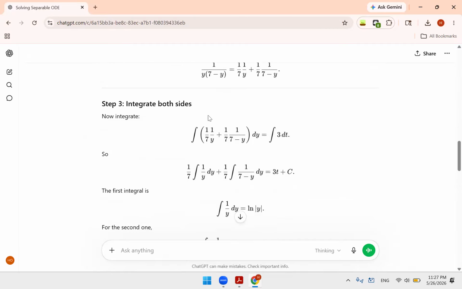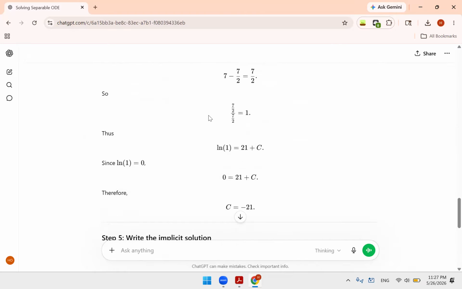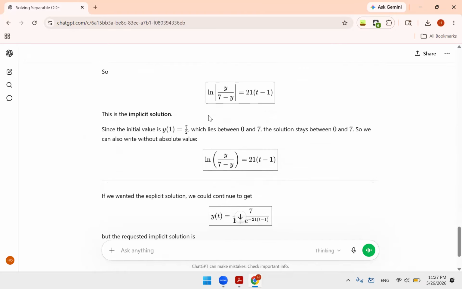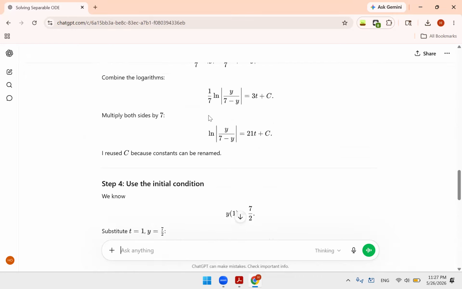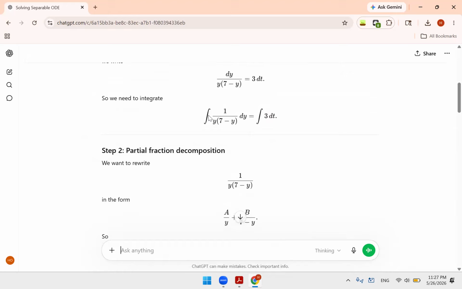Then step three, which people usually can do. Step four is usually easy for people also. And step five is the final answer. Usually the case is that people know how to do all the steps, but they don't know how to do step two. So we can do this.